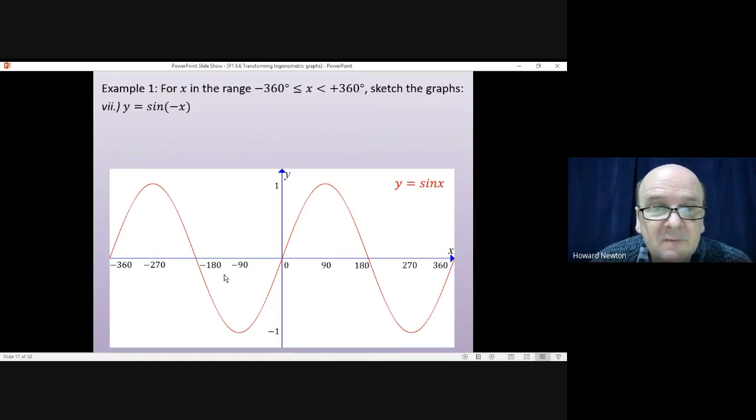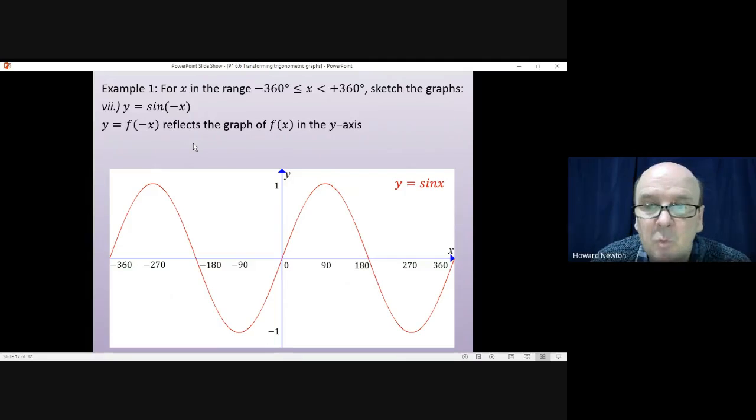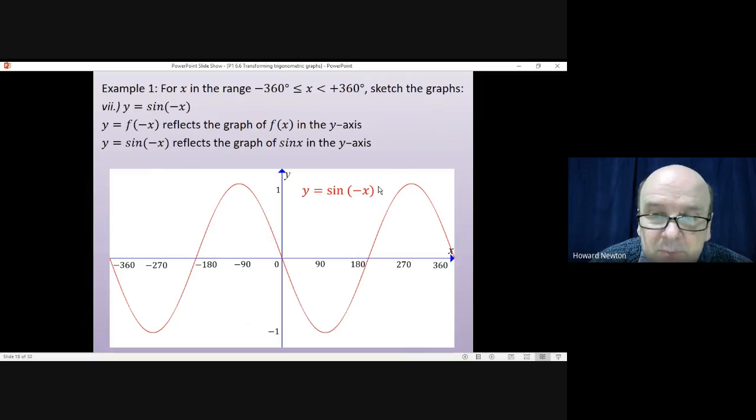And then lastly, number 7, y equals the sine of minus x. Well, f of minus x reflects the graph in the y-axis. So it's going to reflect left and right. The y-axis will act like a mirror. And you'll get something like that.